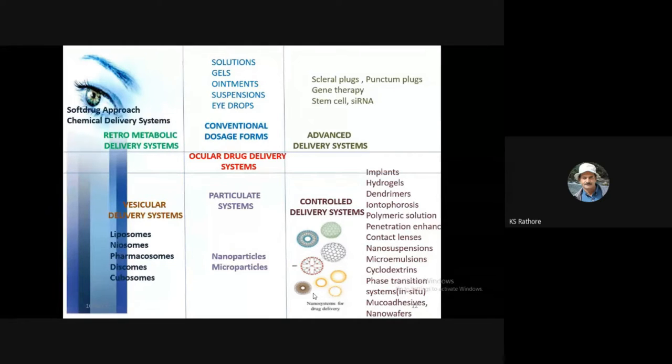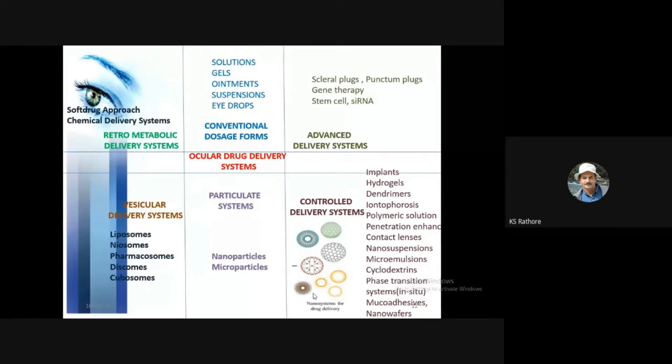And controlled delivery systems are the major concern nowadays for increasing bioavailability and reducing side effects, like implants, hydrogels, dendrimers, iontophoresis, polymeric solutions, penetration enhancers, contact lenses, that is drug impregnated contact lenses, nano suspensions, micro emulsions, cyclodextrins, and phase transition systems, that is in situ systems, mucoadhesives, and nano wafers. So these are many controlled delivery systems which increase the bioavailability and drug availability to the posterior segment also.